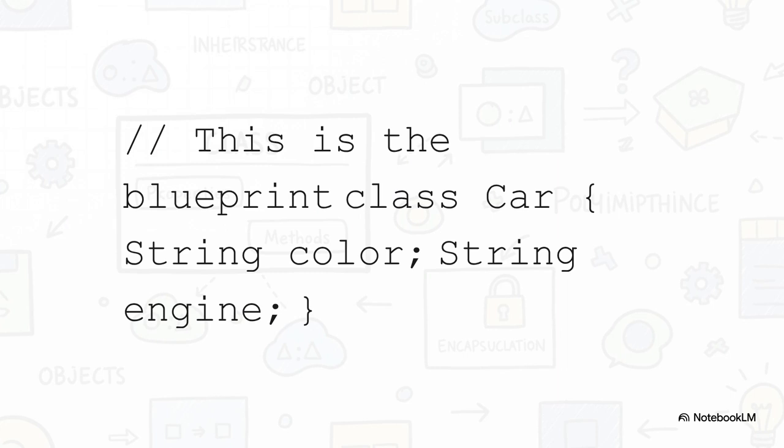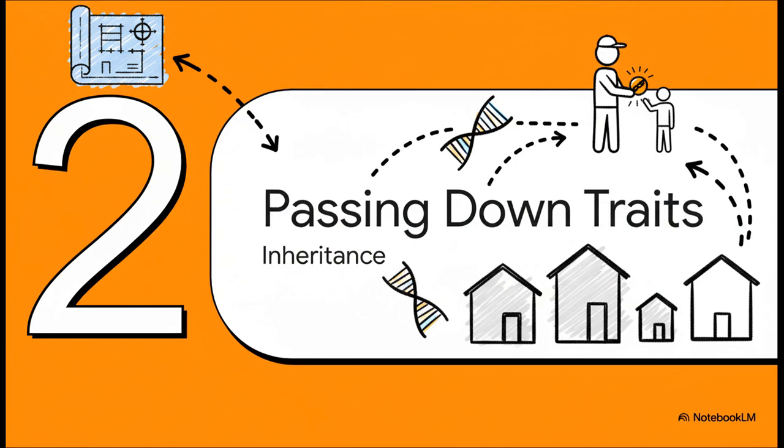All we're doing is telling the computer, hey, I'm making a template called car. Anything we build from this template is going to have a property for color and another one for engine. And just like that, you've made your first class. Okay, so making blueprints is cool. We get that. But what if you want to make a specialized blueprint that's based on one you already have?